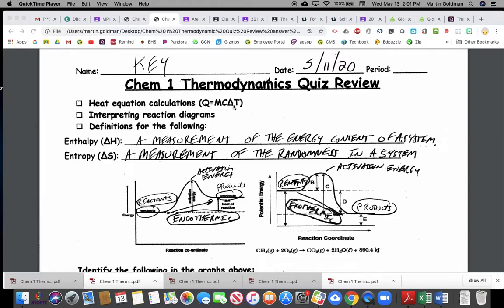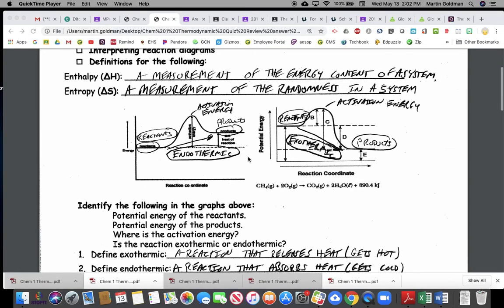And we have a bunch of questions on the back about that. We need to know how to interpret a reaction diagram. Here are our two reaction diagrams. We need to know what enthalpy and entropy is. So enthalpy, with the H, has to do with heat, and entropy is delta S, has to do with mess or randomness of a system. So that's the definition from our definitions, which you guys should have done.